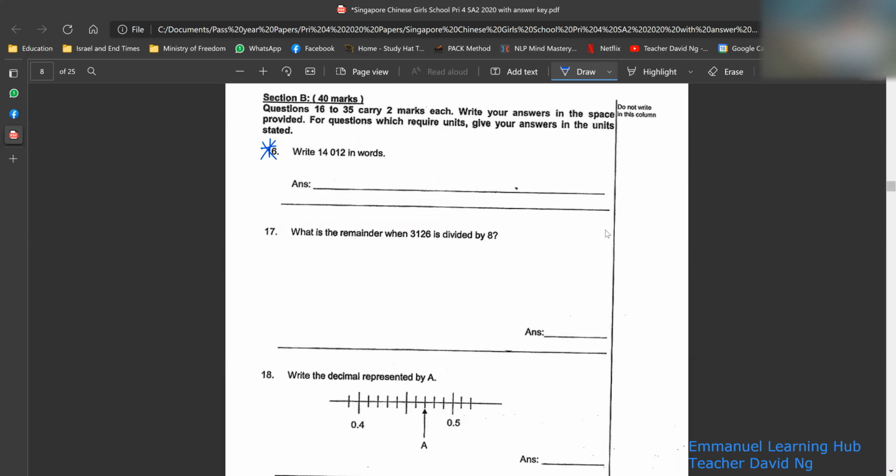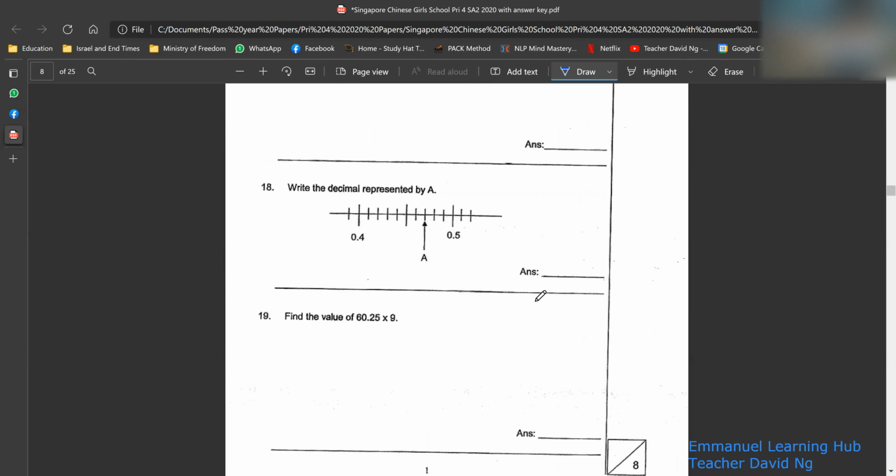17. What is your answer for 17? Number 6. Good, you got it right. How about 18? What's your answer for 18? 70.5. The answer for 18, 70.5, is wrong. Okay, number 18, what must you do to get the right answer?